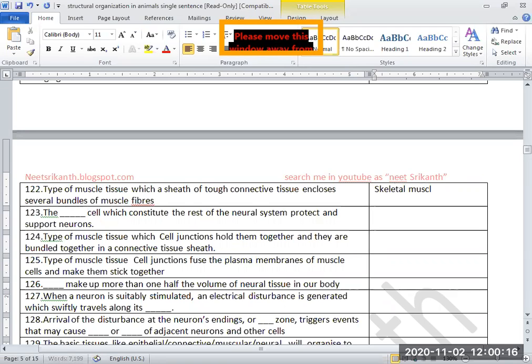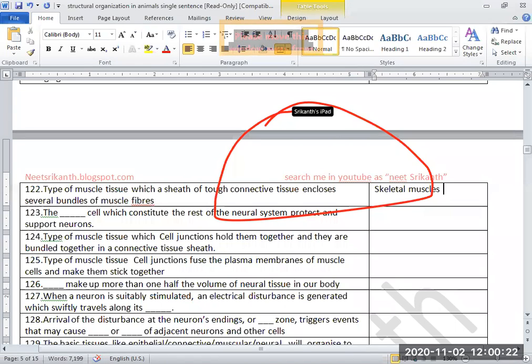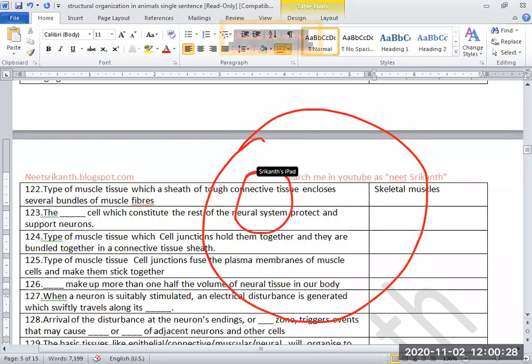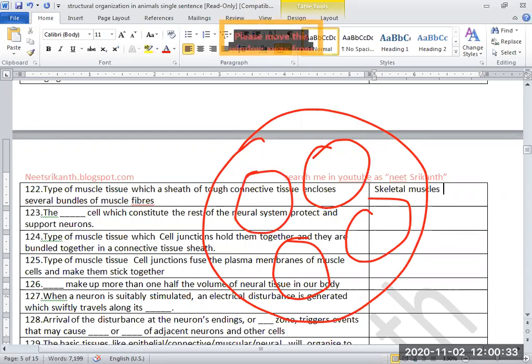No, I'm asking about the sheath, which we learned in the locomotion and movement chapter. All the skeletal muscles are arranged in the form of bundles, so just remember that particular diagram. Muscle fibers are arranged in the form of parallel bundles in the skeletal muscle. I'm asking, what is this?